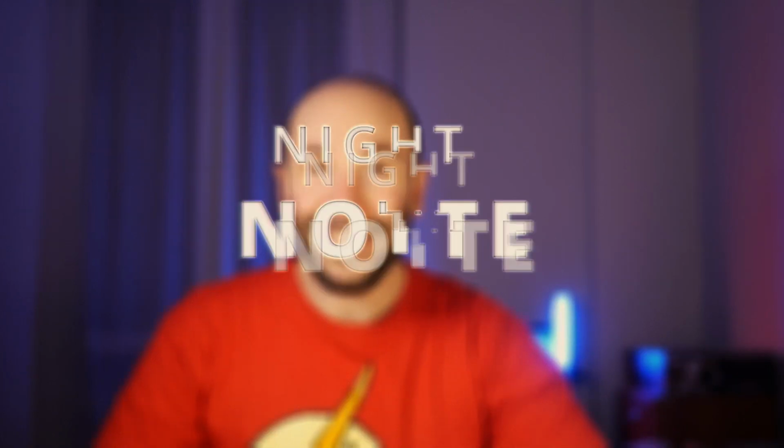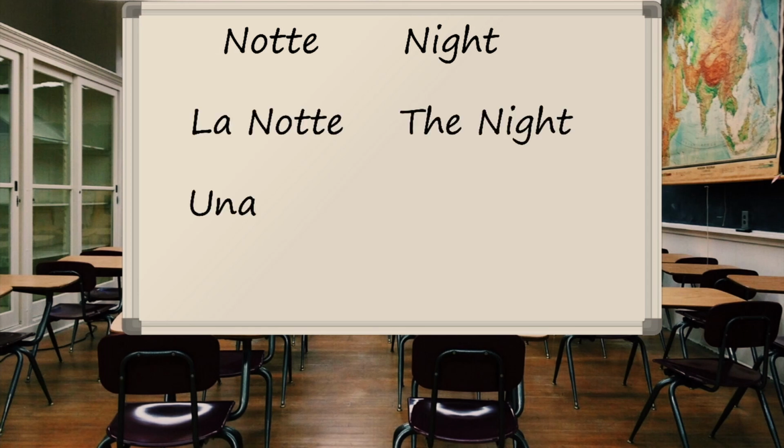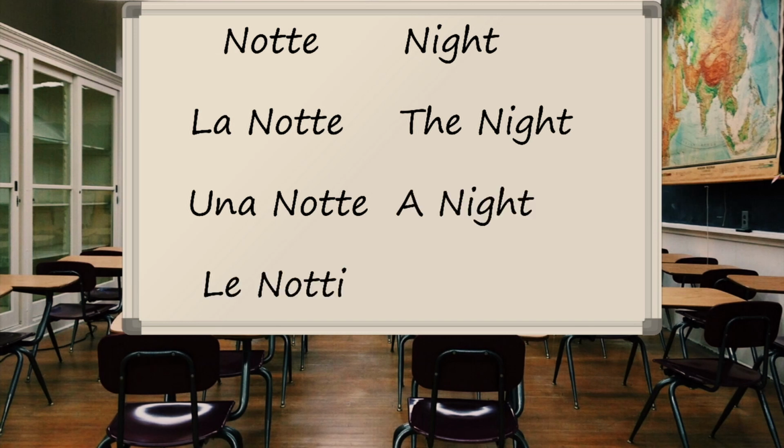If we have giorno, day, we also have notte, night. Remember, in the middle there are two strong t's. So it is notte, notte. Notte ends with the vowel e, so it is irregular. But I tell you that it is feminine gendered. La notte, the night. Una notte, a night. Le notti, the nights.